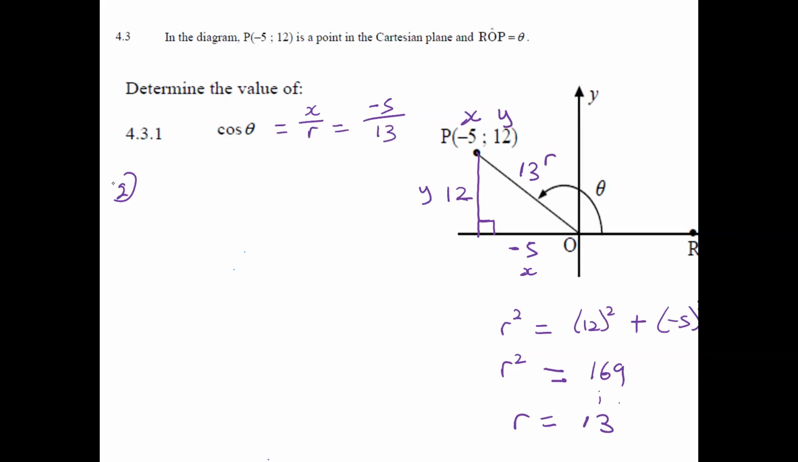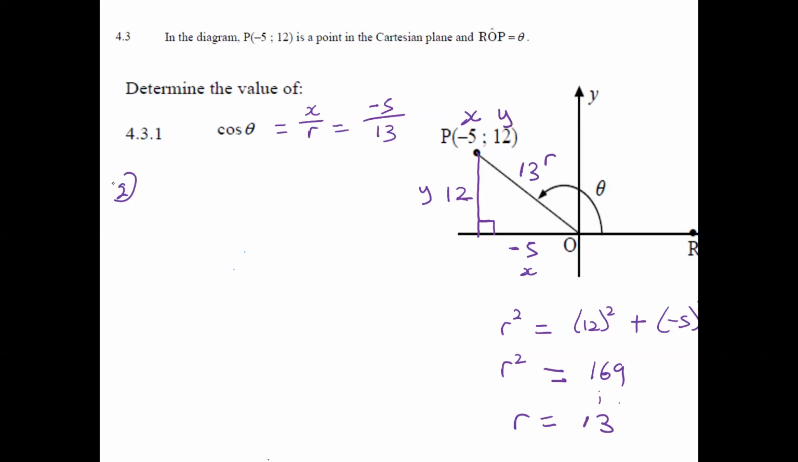So if we look at this question, let's make our own question. Let's suppose we've got a question: sine theta over cos theta. We want to find out what sine theta over cos theta is using our diagram. So we go to the diagram. Sine is y over r. Let's write it down. And cos is x over r. So put that as a fraction.